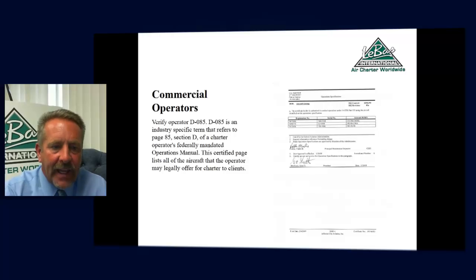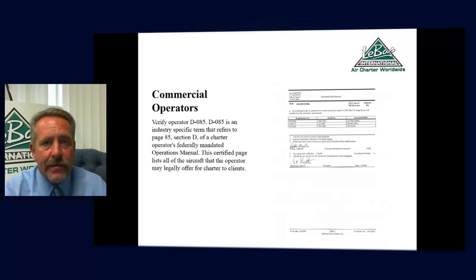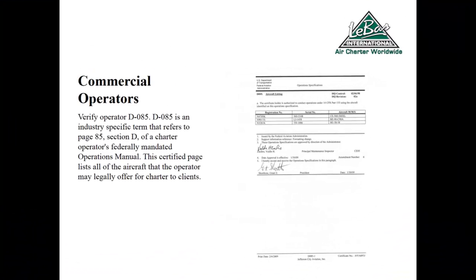The other thing we'll want to take a look at is the D85. The D85 is an industry-specific term that refers to page 85, section D of a charter operator's federally mandated operations manual that it must have. The PMI we talked about, and the POI, Principal Operations Inspector, will work with the air carrier in keeping that updated as new aircraft are added to the certificate. The D85 will have a listing of each aircraft approved to fly on that air carrier operator certificate, and will be very specific as far as the registration number, the serial number for that aircraft, and the aircraft type. You can see that on the right-hand side here with an example of a D85.